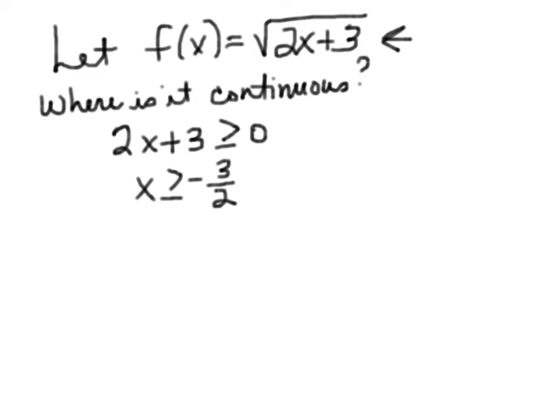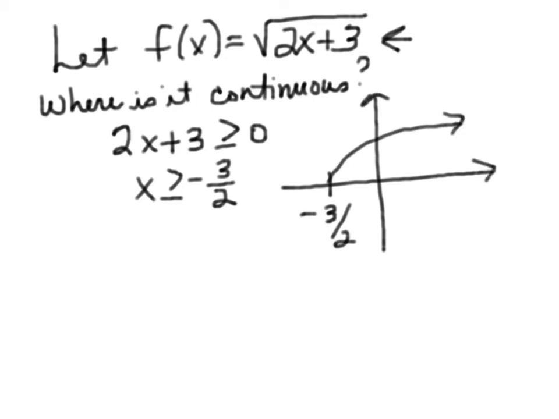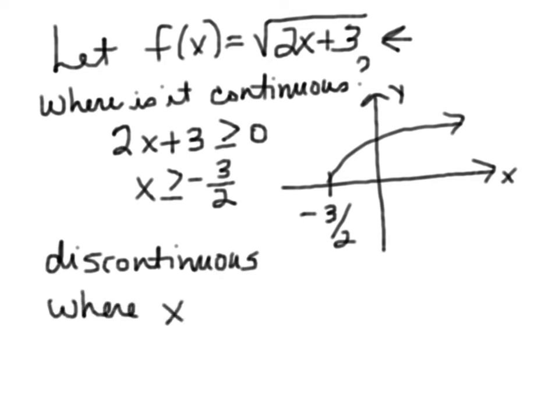It's continuous on this function. There are no holes in this function. And if we look at the graph, if you graph it, let's say this is negative 3 over 2, this graph looks something like this. So if you look on the other side, less than negative 3/2, there's no graph there. So it's discontinuous where there's no graph, where it cannot be graphed. So discontinuous where x is less than negative 3 over 2.